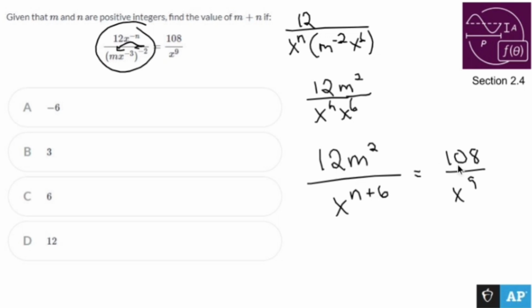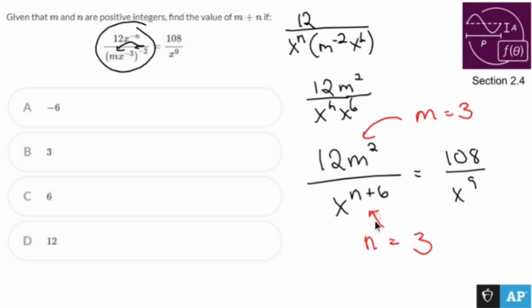12 times what is 108? 12 times 3 squared is 108. 12 times 9 is 108. That would make m 3. Because 12 times 3 squared is 12 times 9, which is 108. Great. If I were to replace n with 3, I would get 3 plus 6, which is 9.